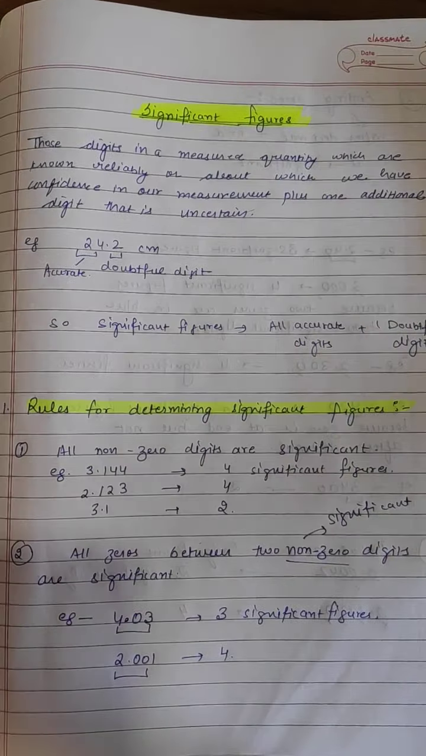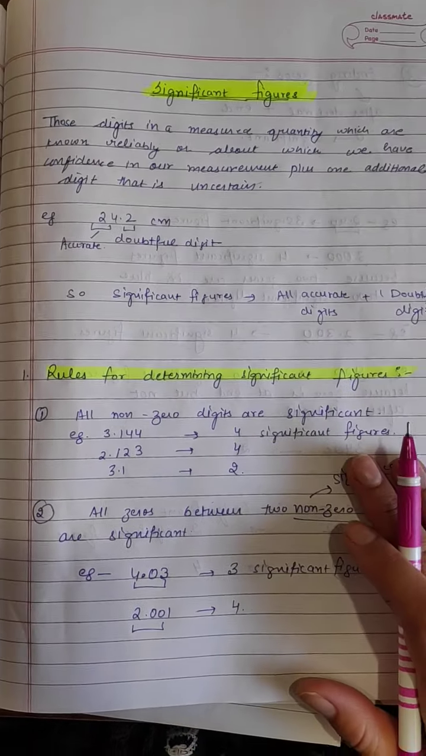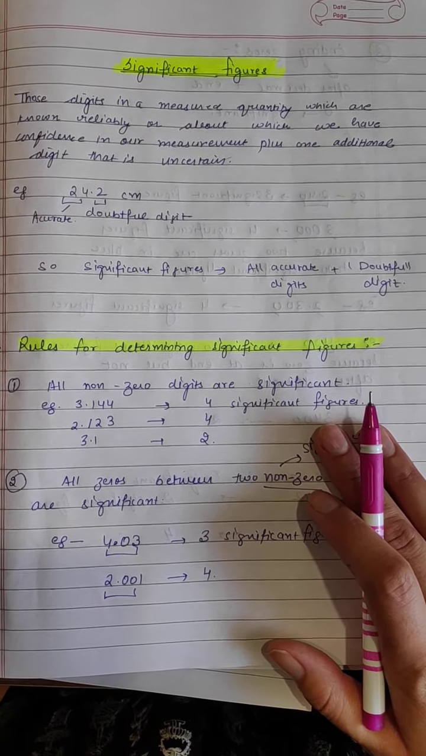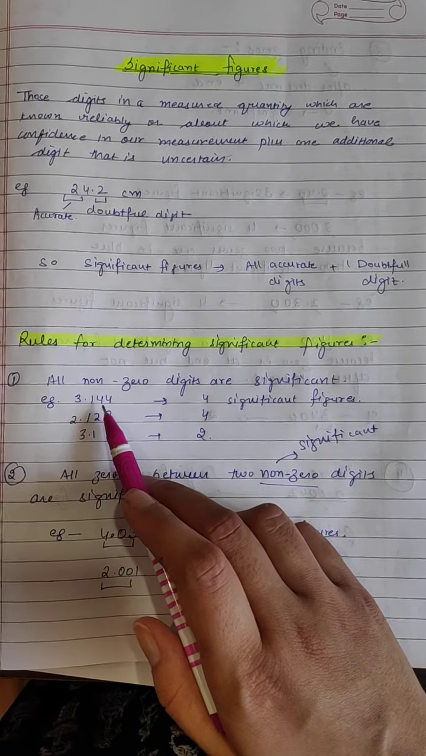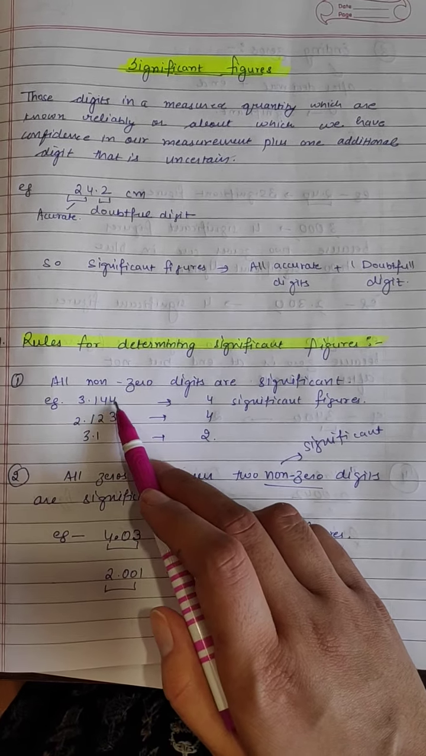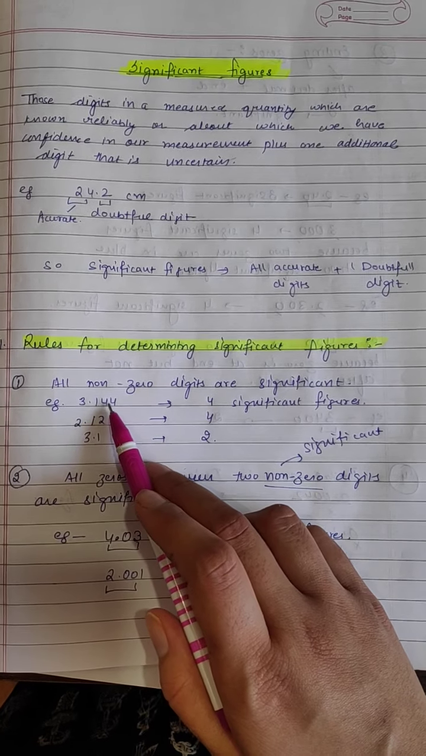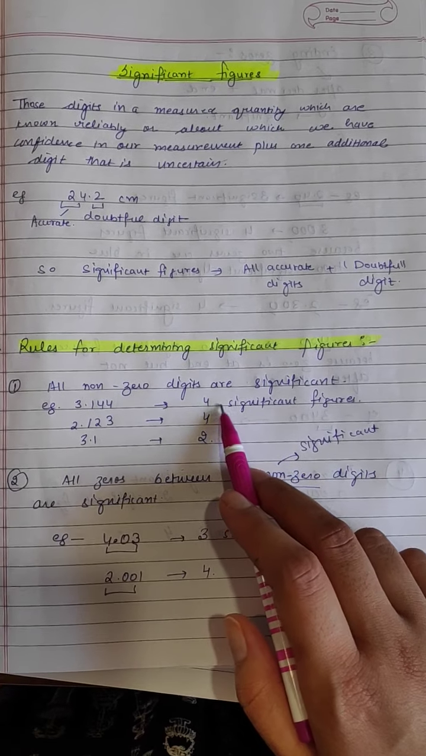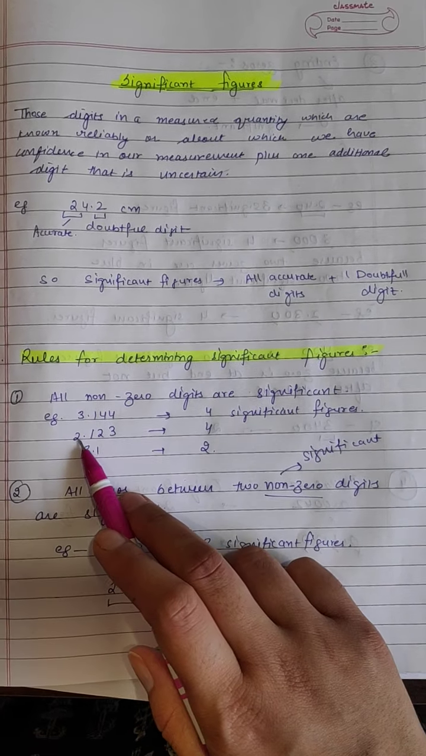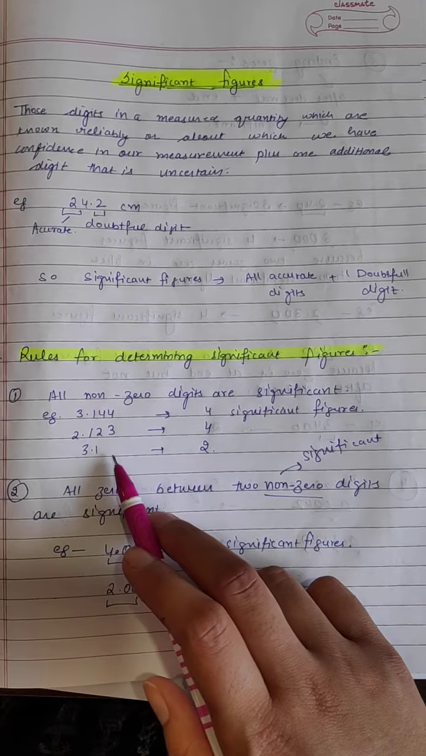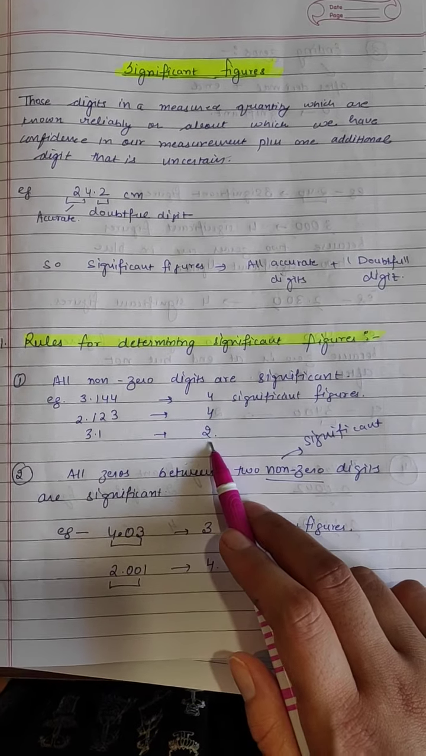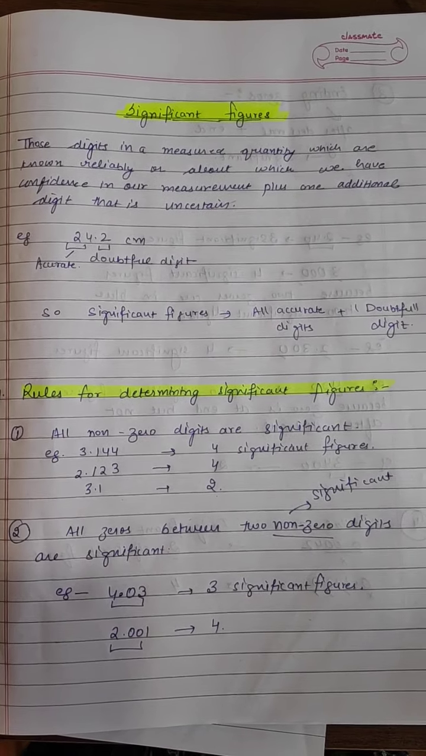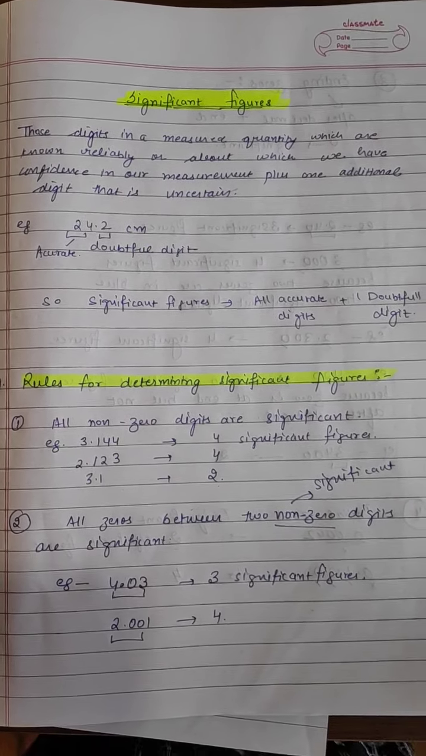Now we will discuss the rules for determining the significant figures. Let's discuss the first rule. All non-zero digits are significant. For example, 3.144. This is non-zero, this is non-zero, this is non-zero, and this is non-zero. So all are non-zeros, so it has 4 significant figures. Here 2.123, 4 significant figures. 3.1, 2 significant figures.